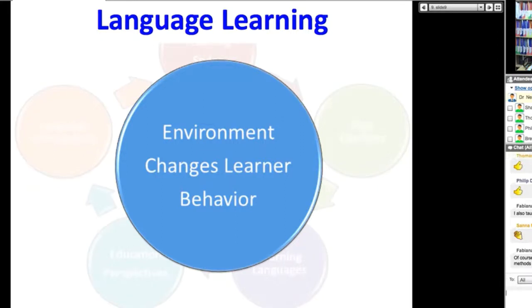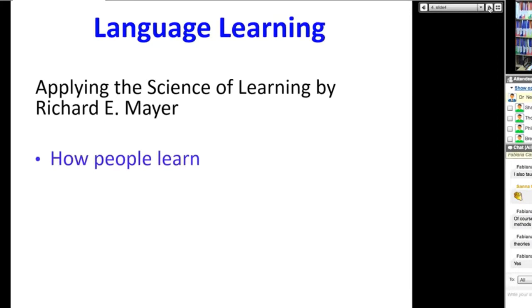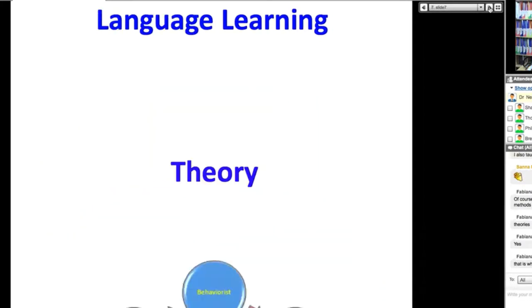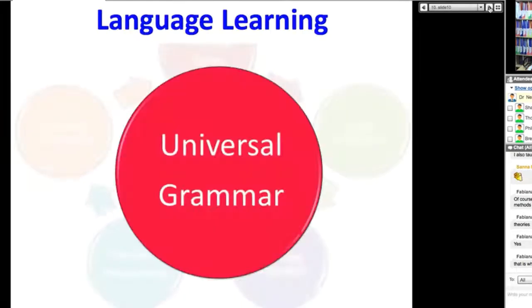We're not talking about methods, Fabiana. We're talking about theories. I mentioned this in the first slide, that we're going to be talking about theories, approaches, methods, and class management. Today we're talking about theories, not about approaches. Just theories. So I'm going back to the behaviorist theory. We're trying to change behavior.